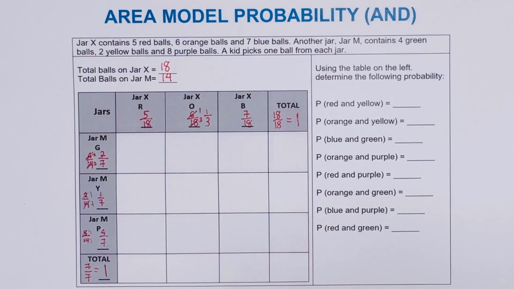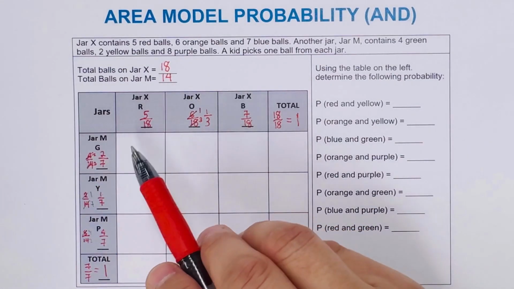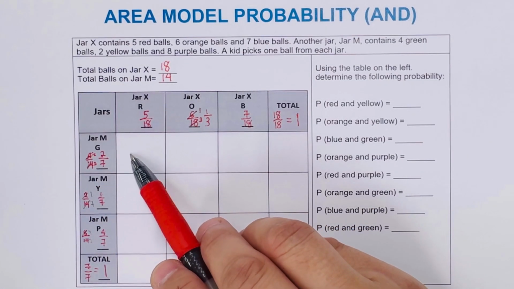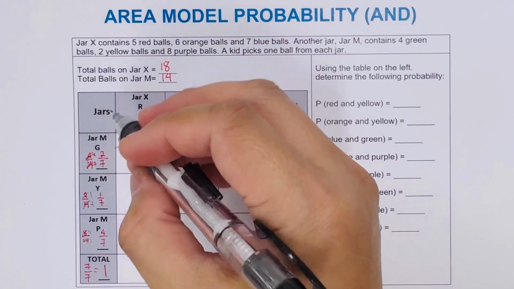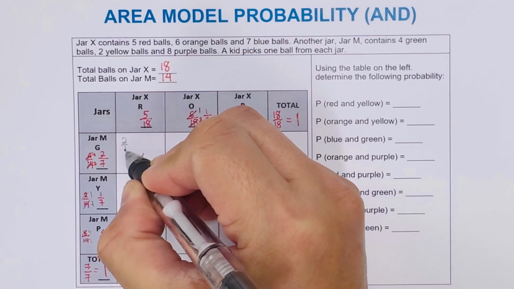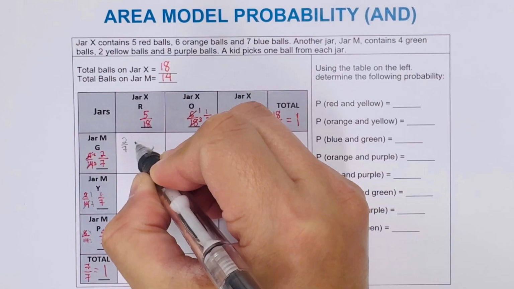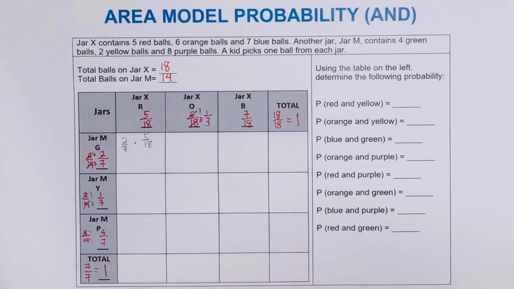Now we are going to fill in the tables here. So what we are going to do so that we can fill this spot in here is to multiply these two numbers. So that would be 2 over 7 times 5 over 18. So let's see what that is equal to.